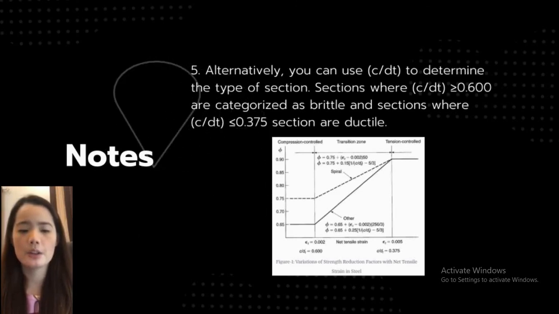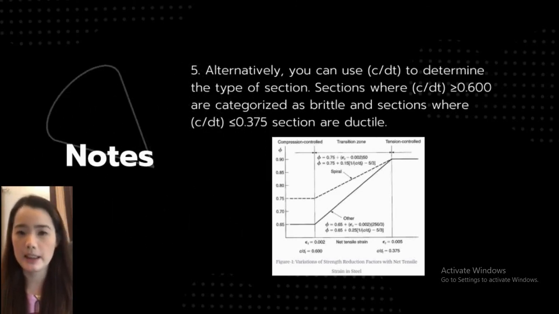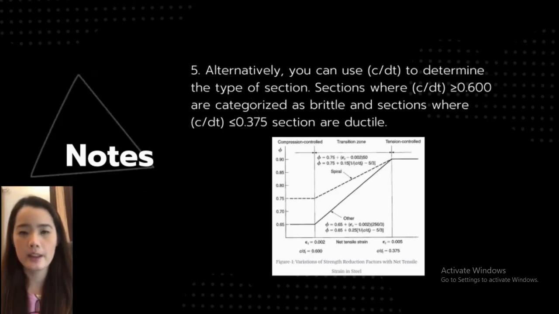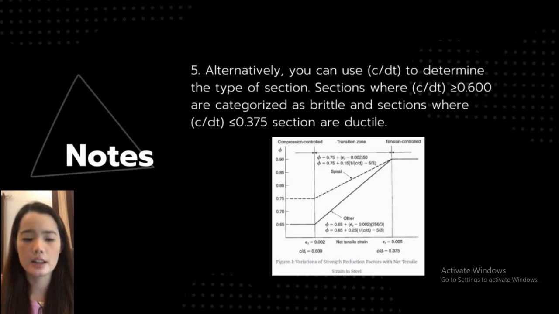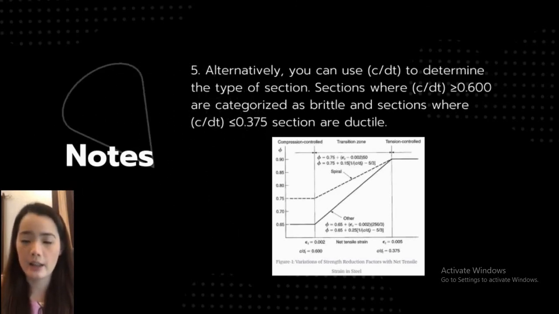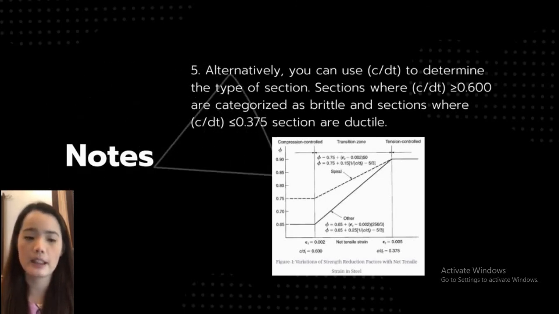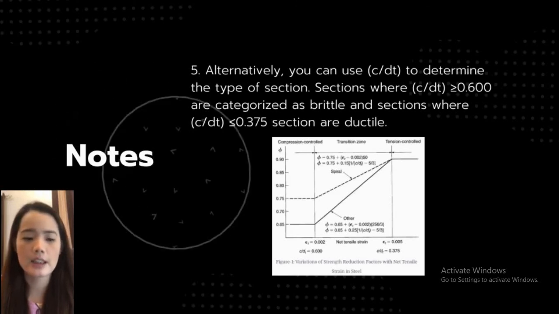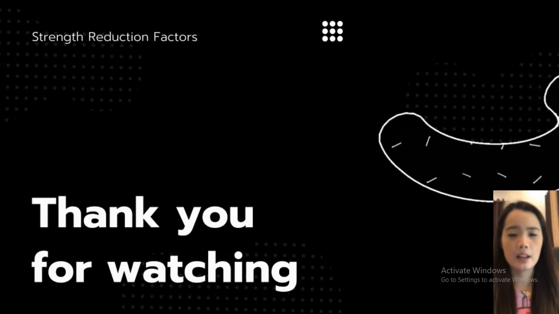Alternatively, you can use c over dt to determine the type of section. Sections where c over dt is greater than 0.600 are categorized as brittle, and sections where c over dt is less than 0.375 are ductile. This is our topic.